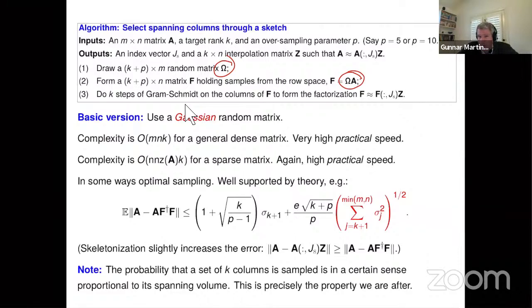You can in particular do this very fast when A is sparse. Of course, with sparse matrices, there are many things that are complicated. The matrix-matrix multiply is not. So you get very high practical speed. Even if the matrix is of modest size, again, say 5,000 by 5,000, this scheme would be much faster than doing column-pivoted QR on the whole big matrix.